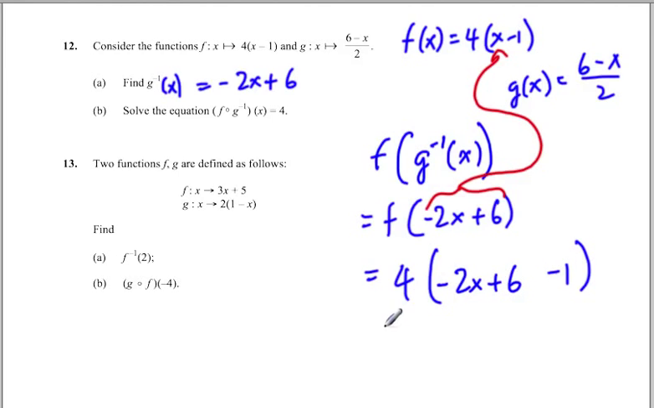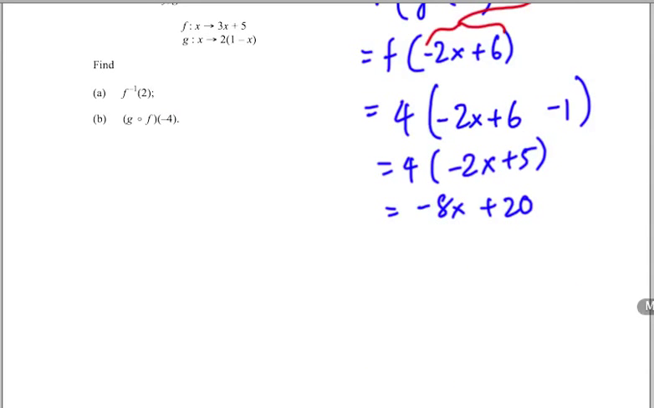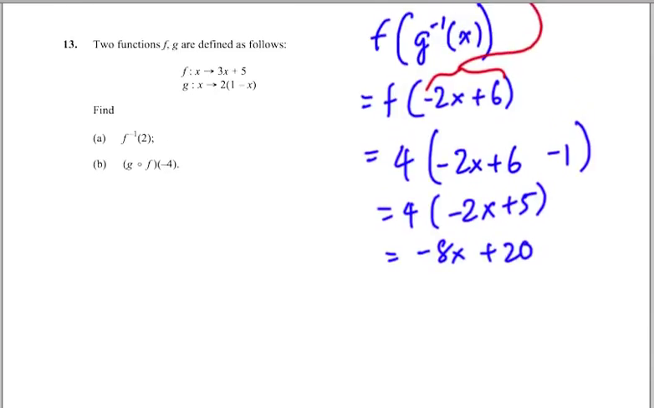So let's simplify this. This is equal to 4. I'm going to simplify in the brackets first. So negative 2x plus 5. And if I expand that, it's equal to negative 8x plus 20. Now, this is what f of g inverse of x is. Remember, they asked us to solve it. So notice this expression is actually equal to 4.